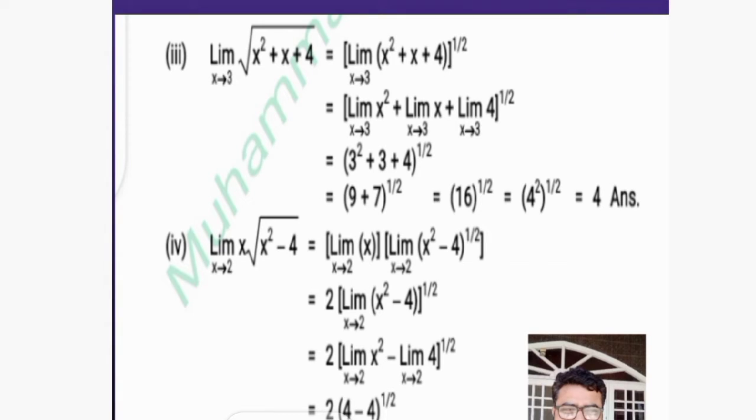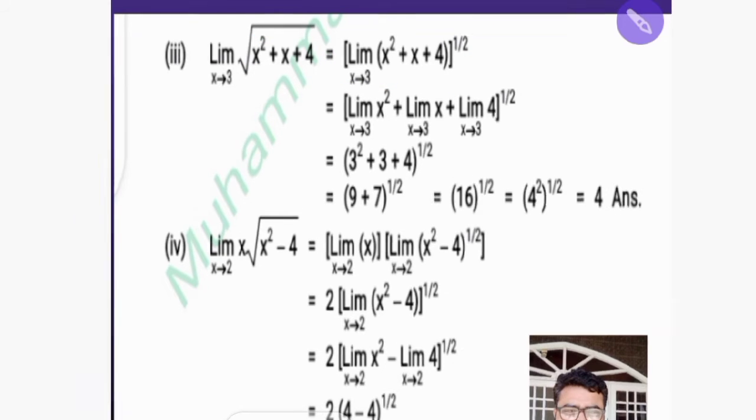If there is a power, it can be negative power, it can be square root, it can be any power. If there is a power, we will write limit inside the power. Under root means power 1 by 2, so we can write power 1 by 2 as well, and limit will be written inside the power. As you see that limit is written inside the power.